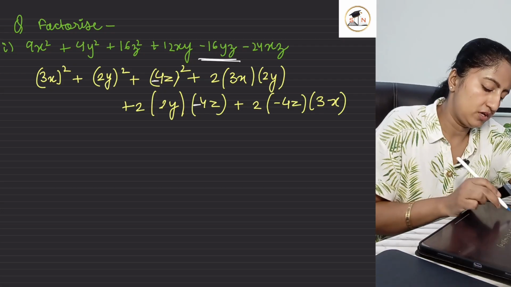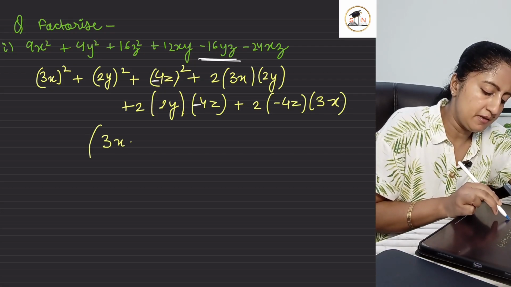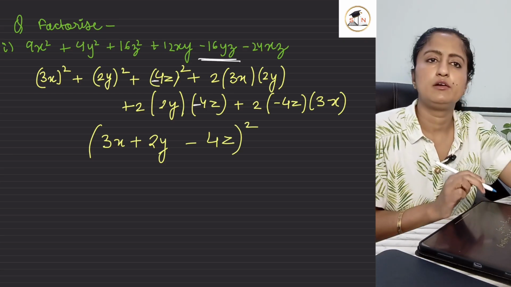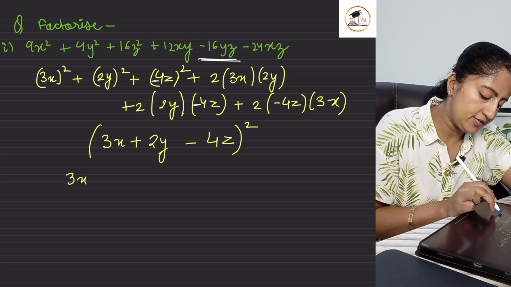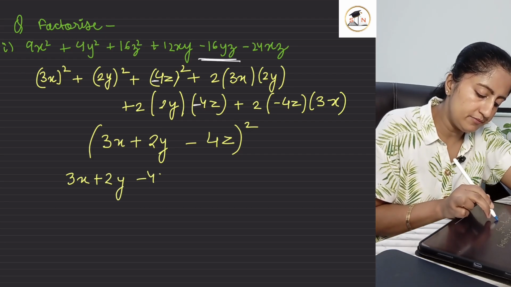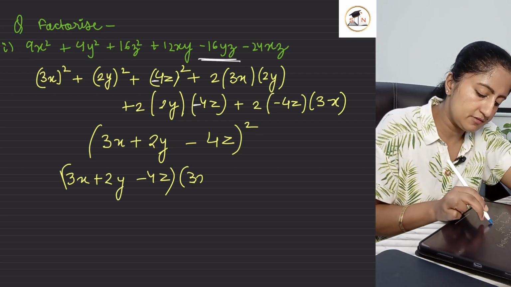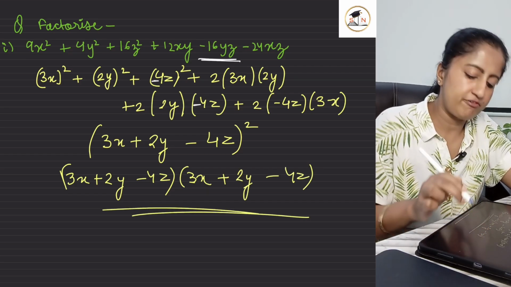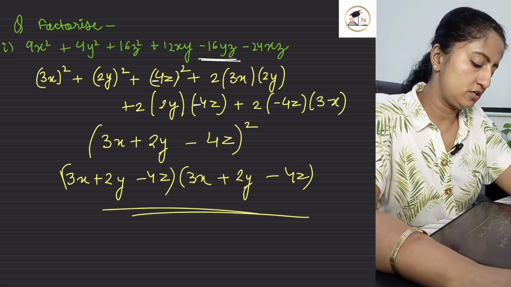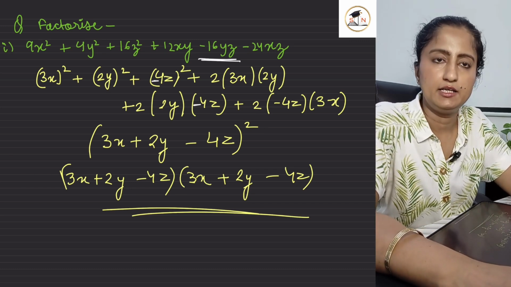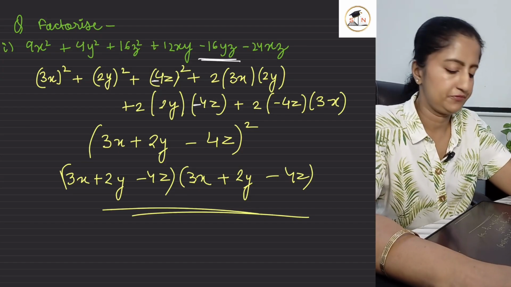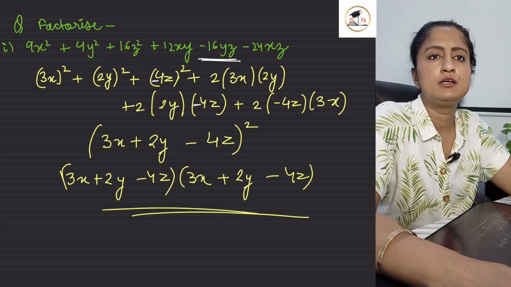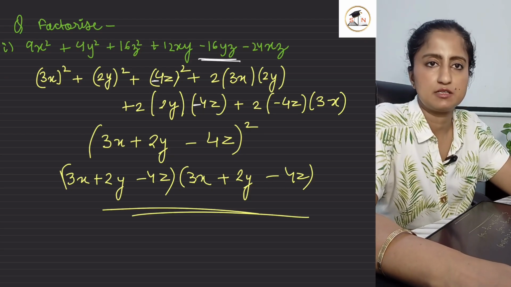So what do we write now? We get (3x + 2y − 4z) whole square, right? The final factors are (3x + 2y − 4z) into (3x + 2y − 4z). This is your final answer upon factorization using your fourth identity, that is (a + b + c) whole square, right? In this question, we learned the factorization along with the factorization of negative terms, right?